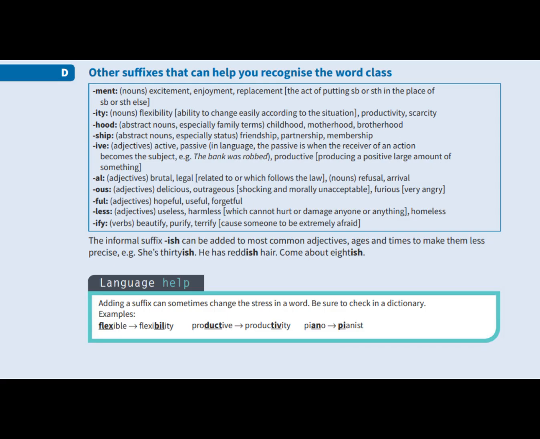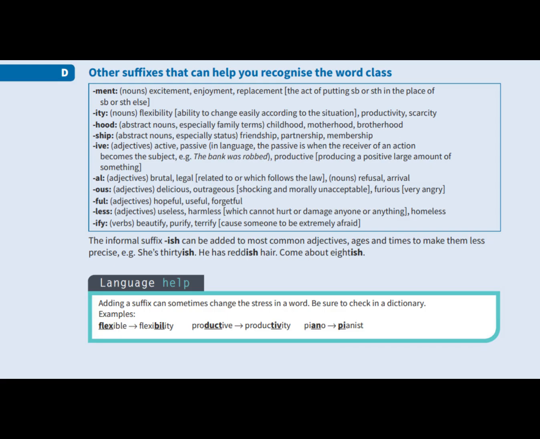The suffix -ful forms adjectives such as hopeful, useful, and forgetful. The suffix -less often means without something. Examples include useless, harmless, and homeless. Something harmless cannot hurt or damage anyone or anything. The suffix -ify forms verbs. Examples include beautify, purify, and terrify. To terrify someone means to make that person extremely frightened.